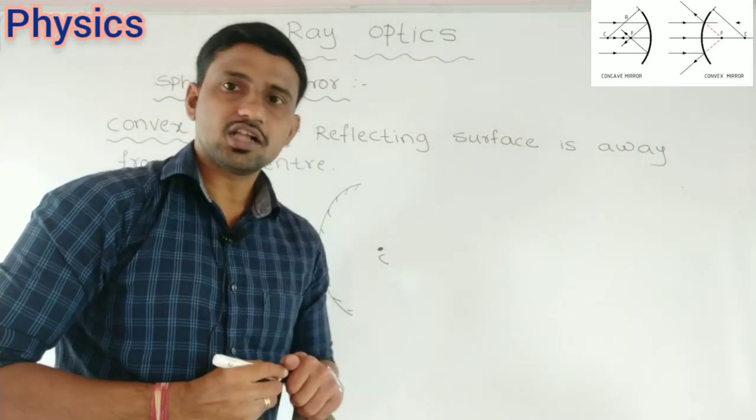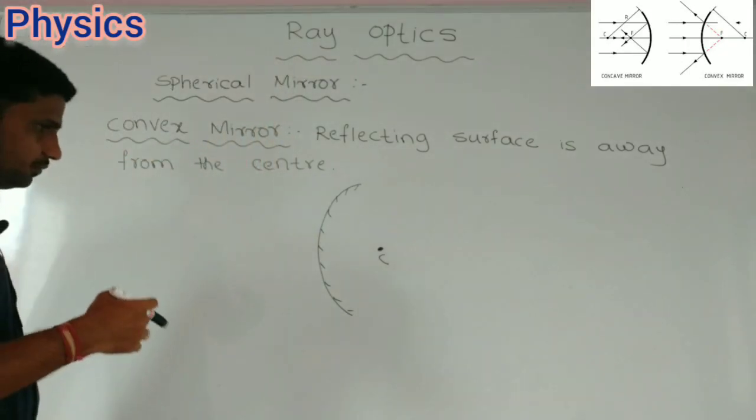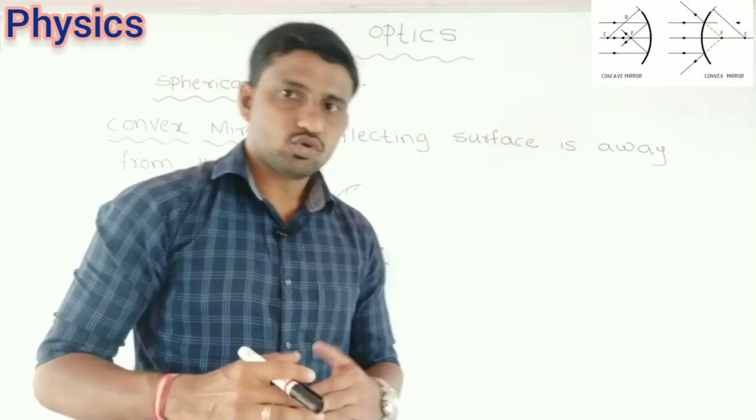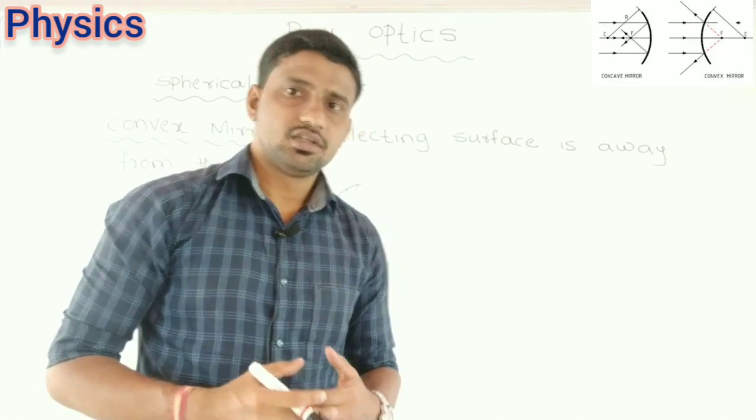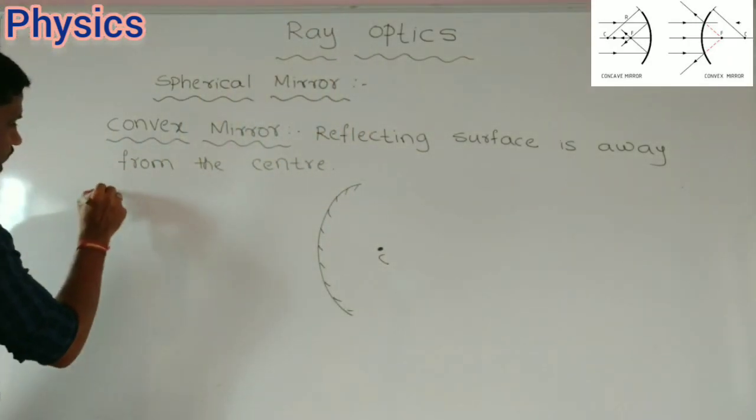Here also we are using some terms related to the convex mirror. Most of the terms are the same as those of the concave mirror. So the first one is the pole.